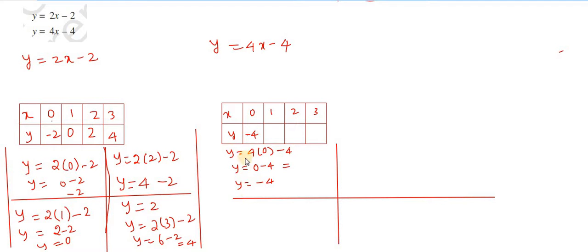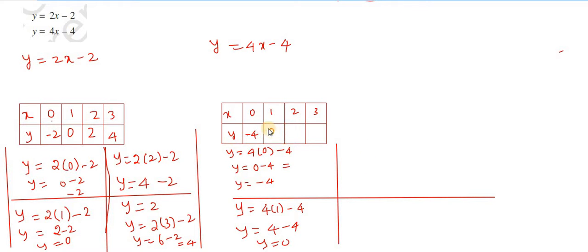Then the next value, 1. If we take x is equal to 1, therefore y is equal to 4 times 1 minus 4. So 4 times 1 is 4, 4 minus 4 is 0. So here y is equal to 0.